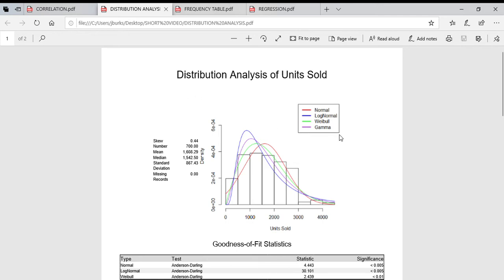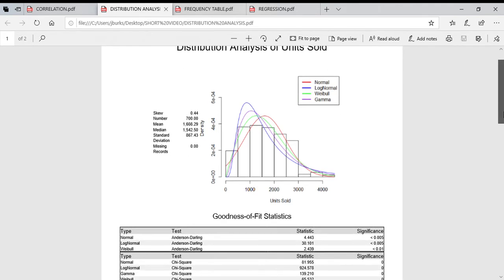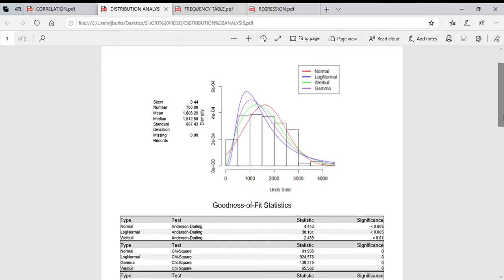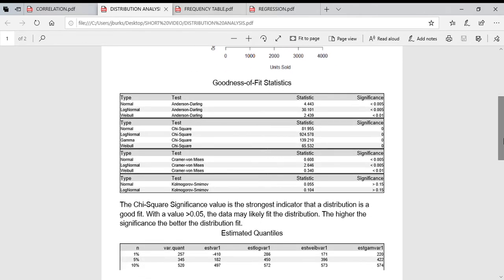And as you can see, as you scroll down as well, Alteryx allows you to do different types of tests: the normal, the log normal, and the Weibull, and it gives you your level of significance. It also gives you some information regarding the chi-square significance, and also some information regarding values greater than 0.05.